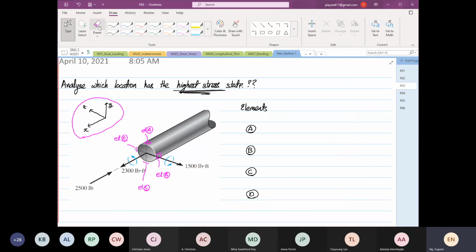So we are going to look at the first stress state, which is due to our torque. The shear stress is due to TR over J. Based on the distribution, we know that as long as the radius is the biggest, which all points, elements A, B, C, and D have, the shear stress induced by torque is the same. So all of them are TR over J.